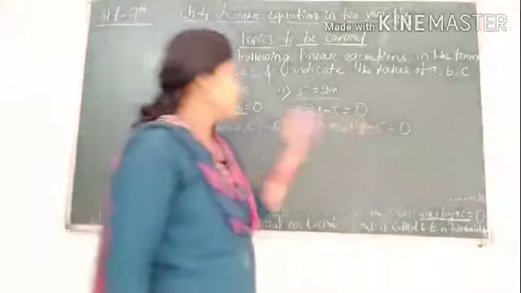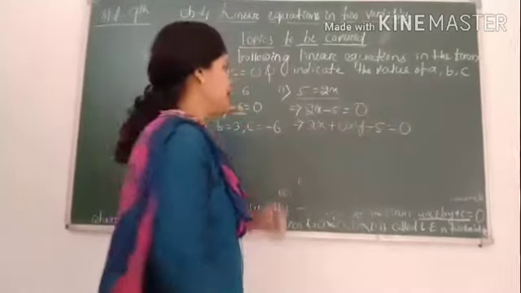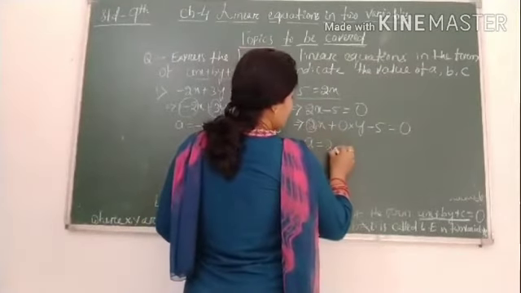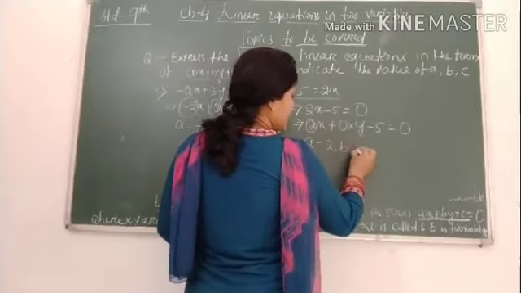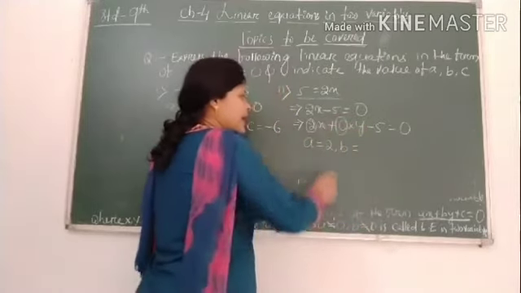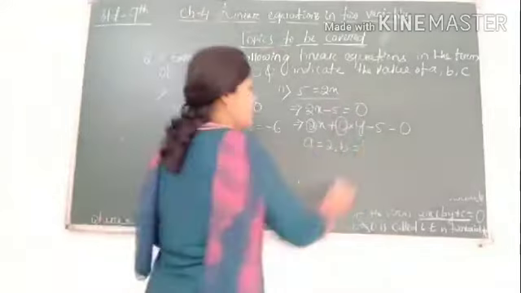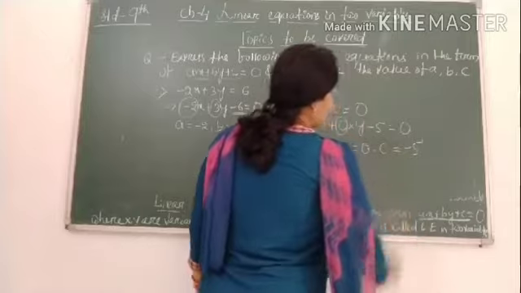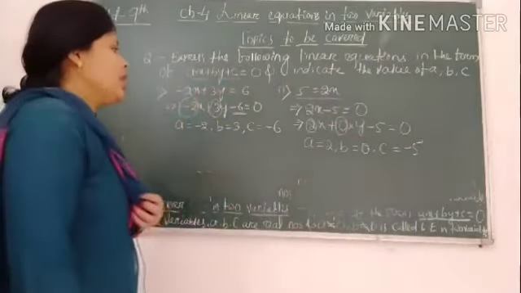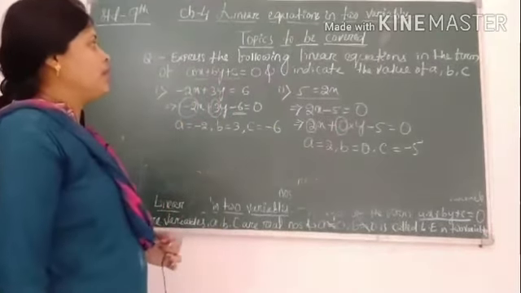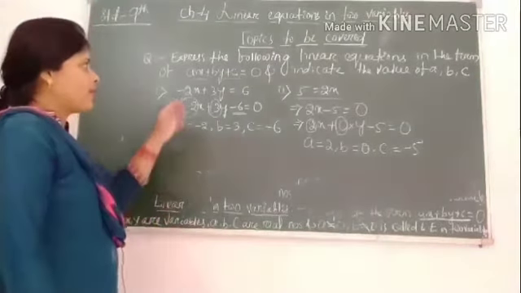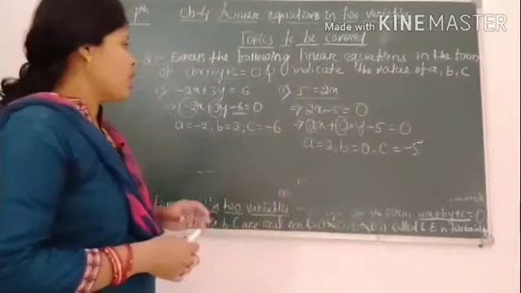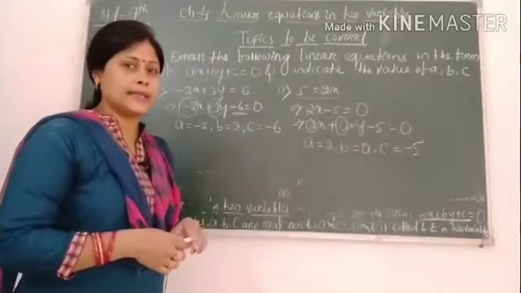So here I am getting the value of a, b and c. Simply after that you have to write the value of a is equal to 2. The value of b, tell me what is the value of b? The value of b is your 0 and the value of c is your minus 5. Understood, student? So like this way you can solve linear equation in the form of two variables and you will find the value of a, b and c.